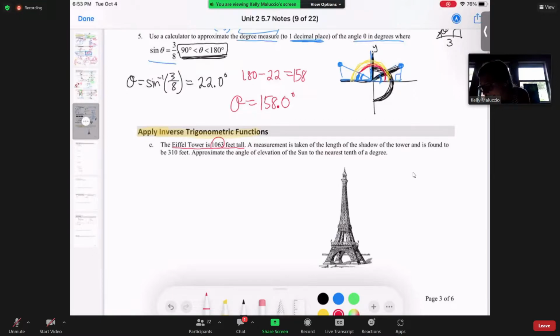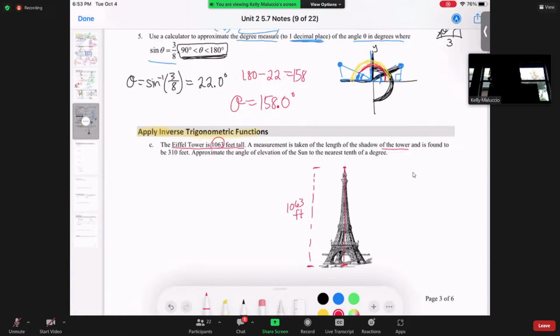A measurement is taken of the length of the shadow of the tower. Okay, this is a lot. So, okay, height of the tower. We know from here to here, they tell us, is 1,063 feet.